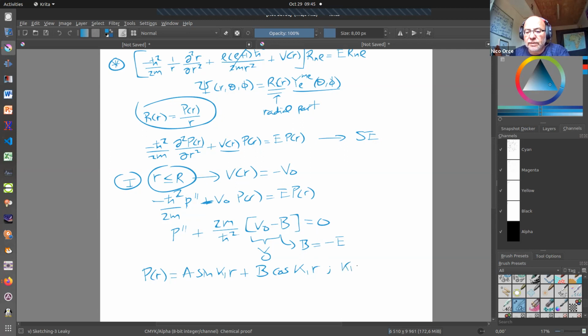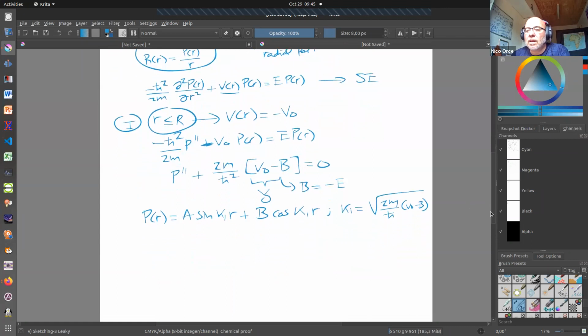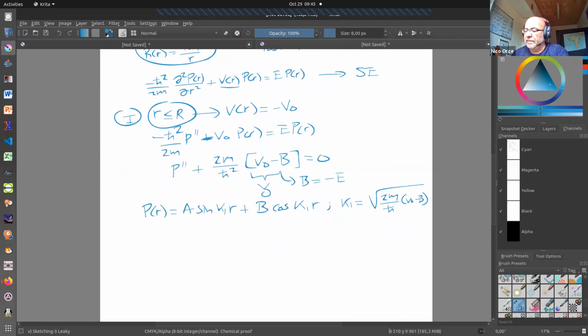And then, as we know from quantum mechanics, this is also equal to 2m over h bar squared times V naught minus B. So that's the wave number K. So now we go to condition 2.